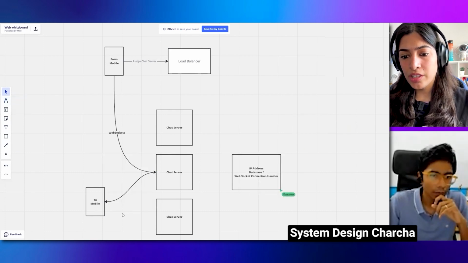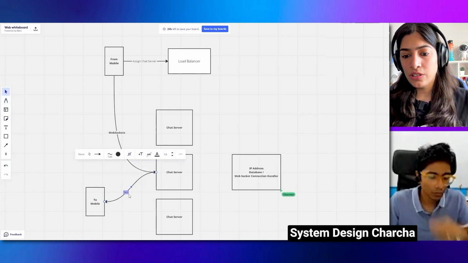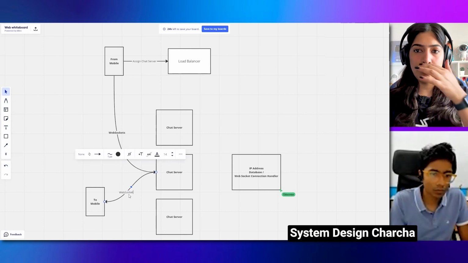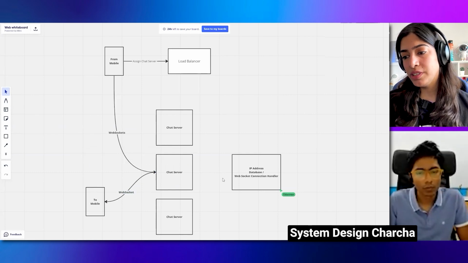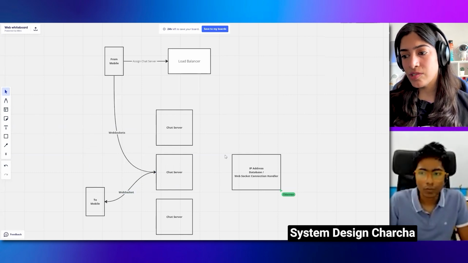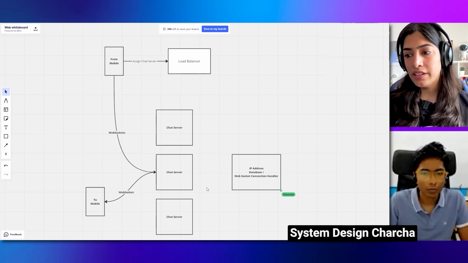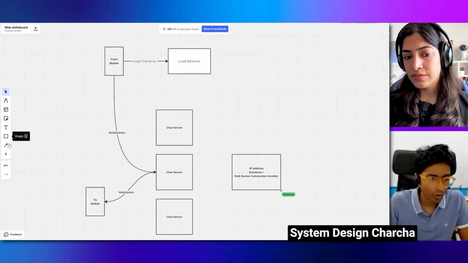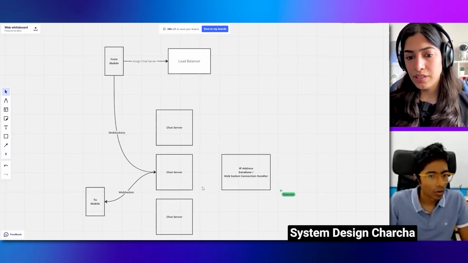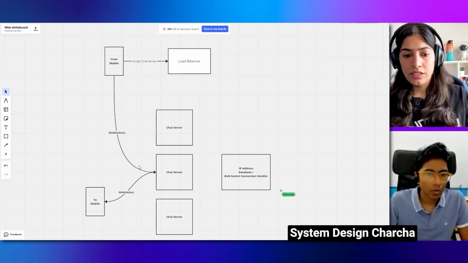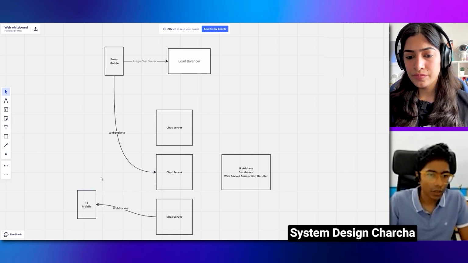Okay. Also, this WebSocket connection handler. So basically, it is sort of like an address database, like a map, as you had initially said. So it does make sense to probably use a key value store like Redis, which also gives us persistence, but is also fast. Okay. So you want to cache these IP addresses. Yep. Makes sense.